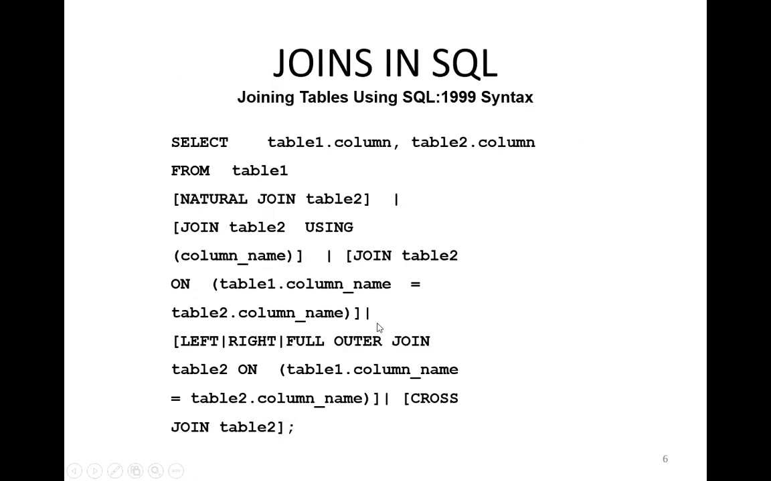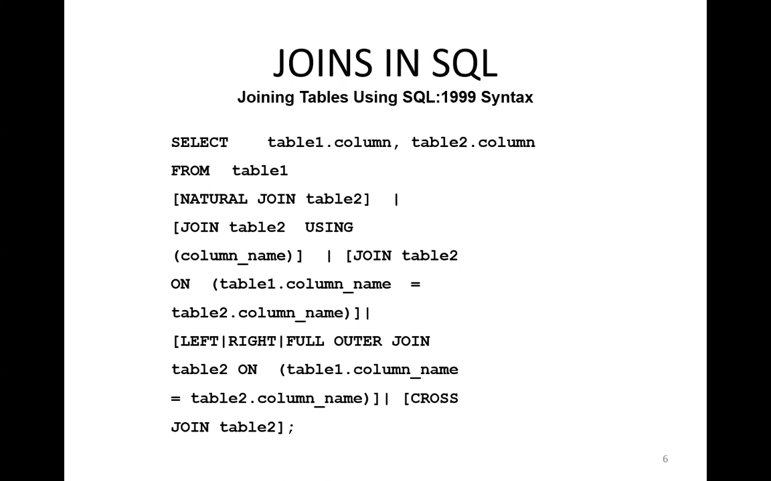So what exactly is a join? Right now you see the syntax of join in front of you. A join is when you need to fetch or extract information from multiple tables. Currently, you've learned the select statement, and we have been extracting information from a single table. Sometimes you need to extract information from multiple tables. In that case, you require something known as a join.